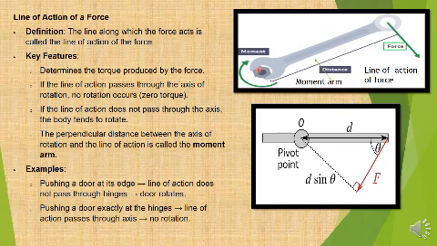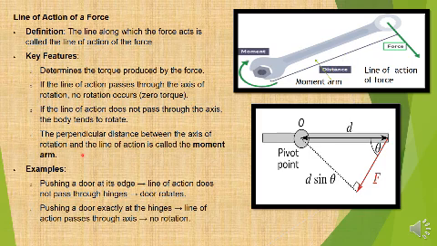But if the force acts like this at some distance, and this is called the perpendicular distance, as you can see the force is acting perpendicular to this point. So in this situation, the moment will be produced, or you can say that the torque will be produced. The perpendicular distance between the axis of rotation and the line of action is called the moment arm. As you can see here, this distance is called the moment arm.